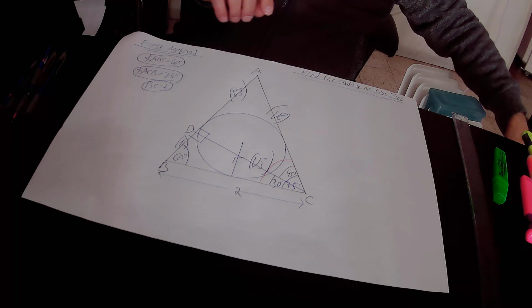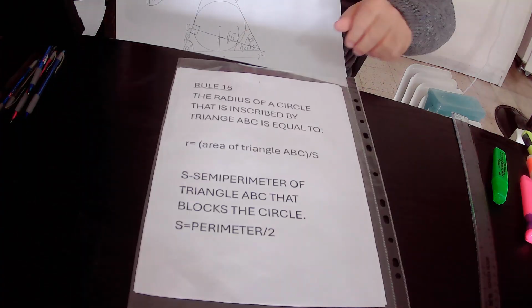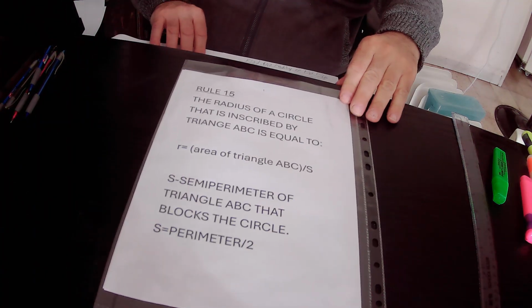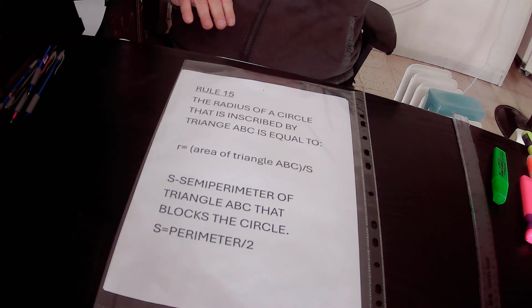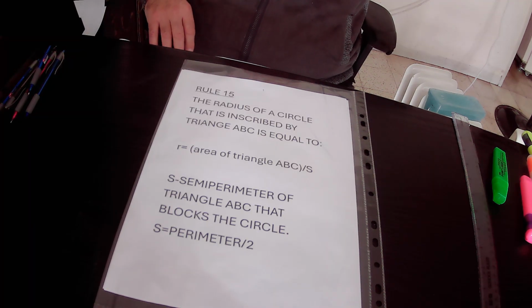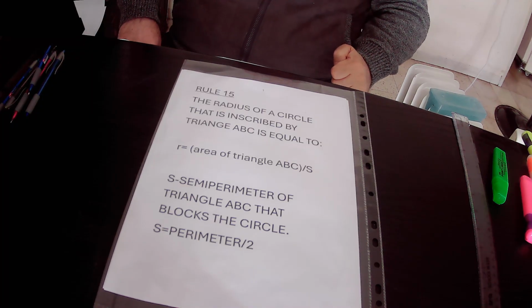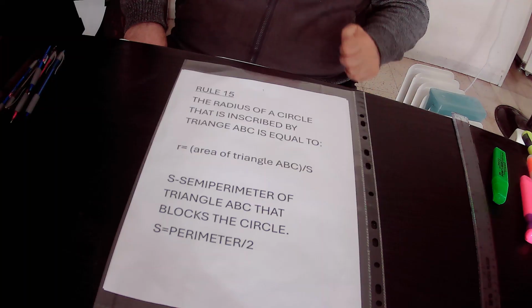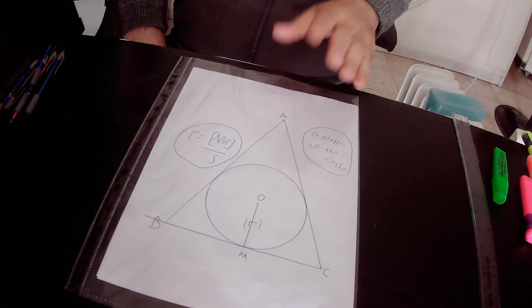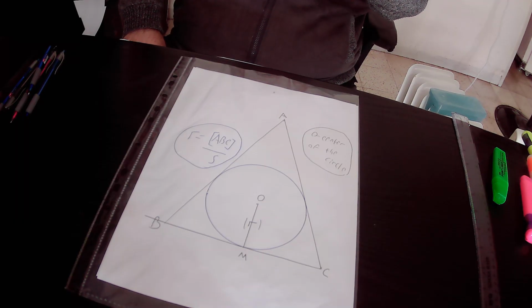In the next step, I presented to you a new rule, and we implemented the new rule in our drawing. The new rule is rule number 15. According to rule number 15, the radius R of a circle that is inscribed in a triangle ABC equals the area of triangle ABC over the semi-perimeter of the same triangle ABC. The semi-perimeter of any triangle equals the perimeter over 2. The drawing of this rule number 15 is here. This is the drawing of rule number 15.